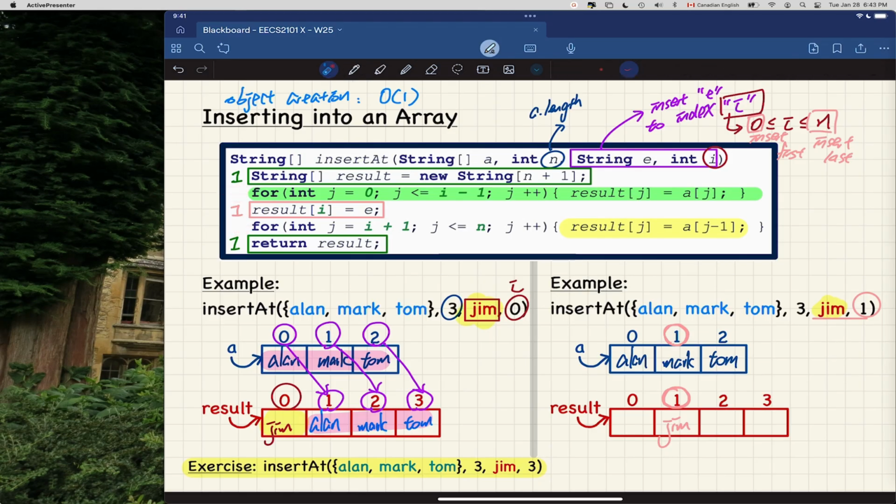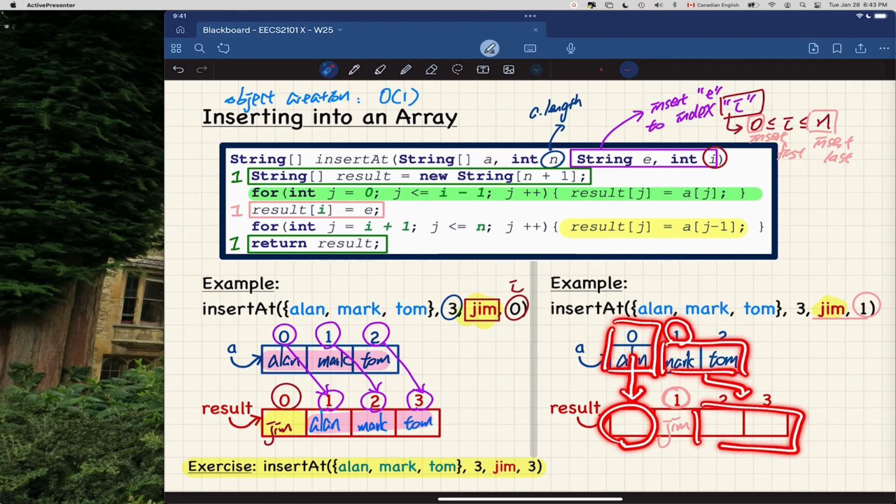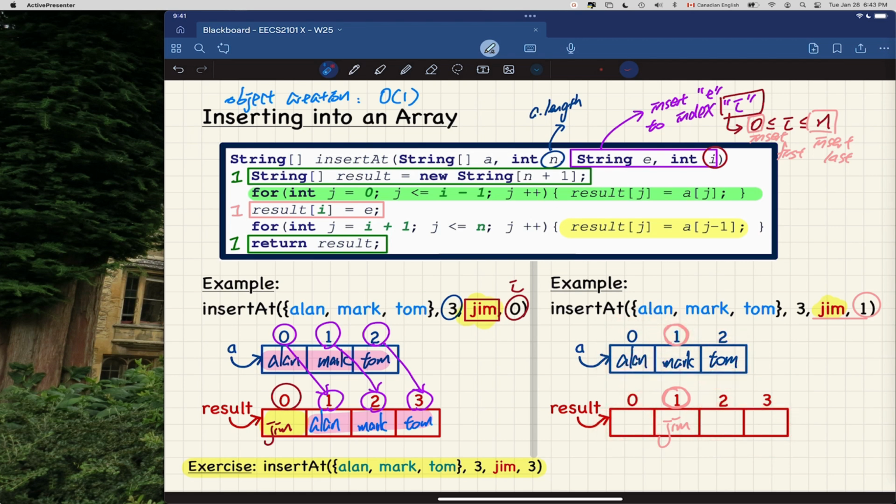If I want to insert Jim into index 1, that means anything that goes before index 1, for example, this will be I minus 1. We should copy that to here, before that. Anything that goes starting from index 1 over here, they should really go to here, after index 1. That's basically what we're doing, right? Good. If you see the conceptual idea, that's great.